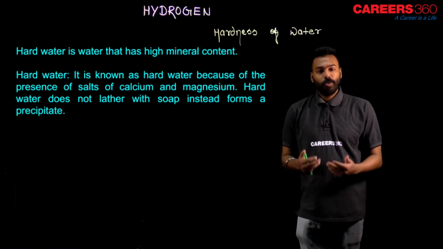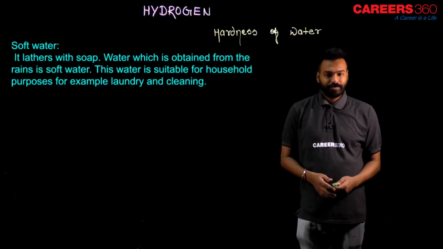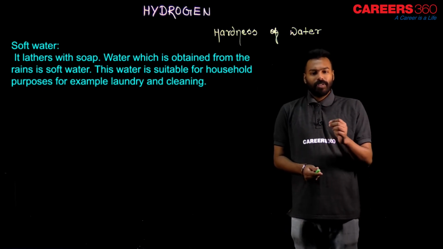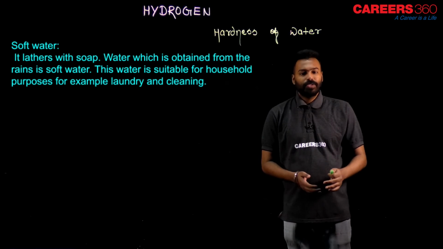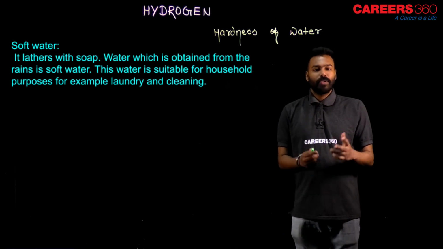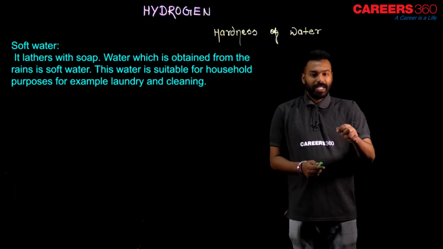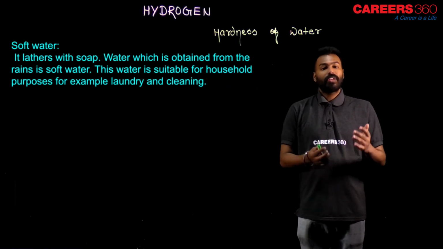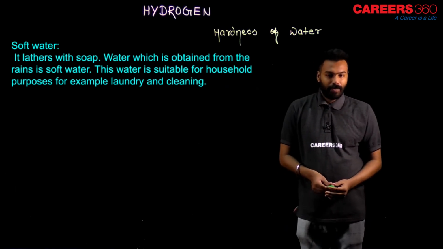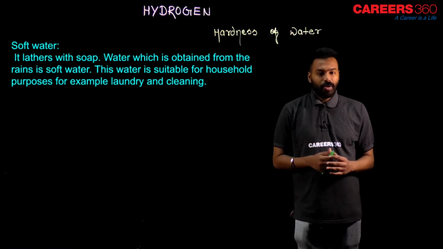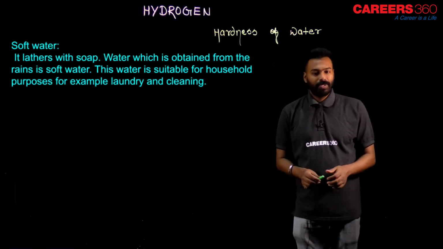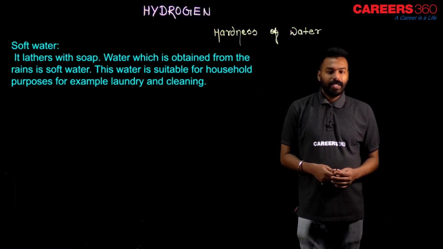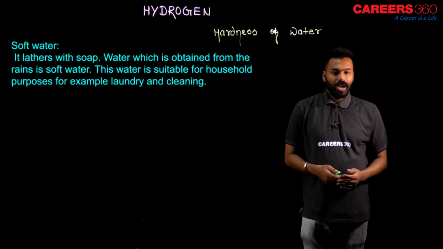Let's see some more points about hard water. There is one more kind of water, which is known as soft water. So what is soft water? The water you are getting in your washroom, in your kitchen for drinking purposes, or rain water is also soft water. Okay, so this water is suitable for household purposes, for example cleaning, laundry and all. Let's see some factors about hard water now.